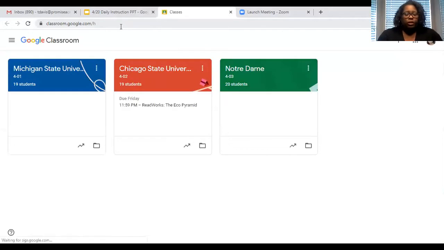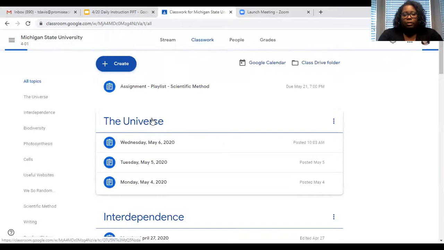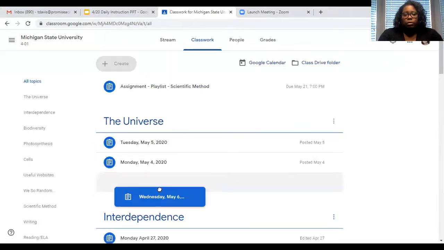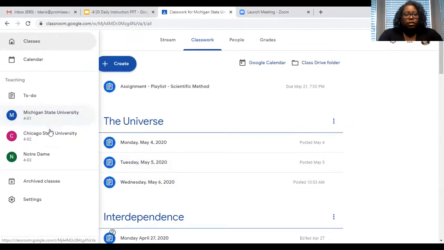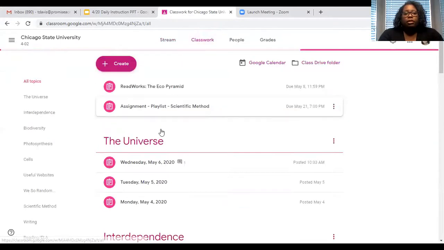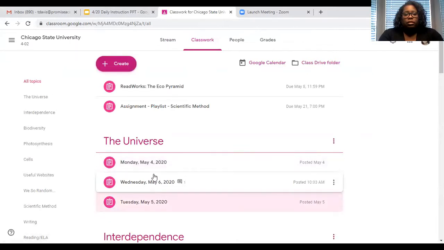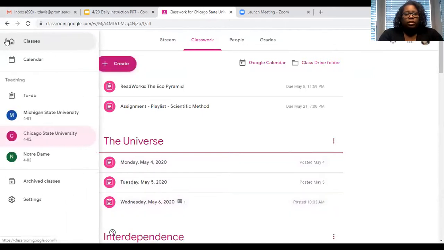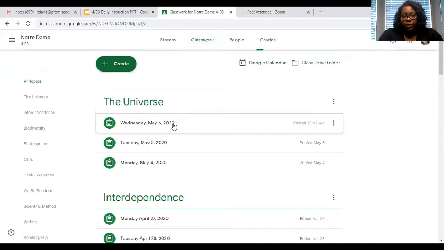All right, so once we get to Google Classroom, we will go to our particular class. I'm going to choose Michigan State, and you will look for the classwork tab. From there, go to today's topic, look for today's date. Then in Chicago State, same idea: look for the classwork topic, the universe, today's date. And then in Notre Dame, classwork tab, the universe, today's date.